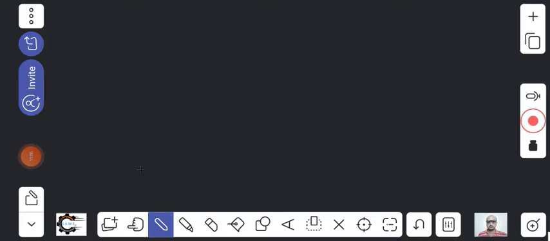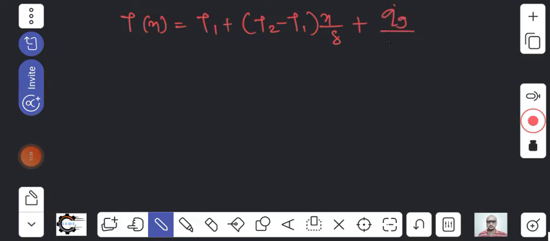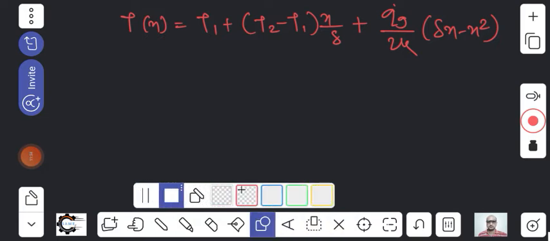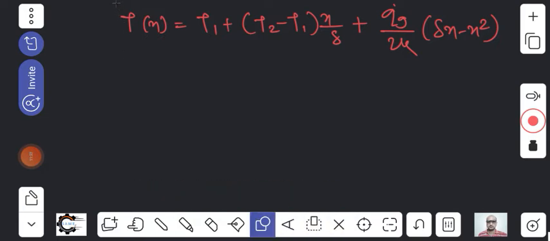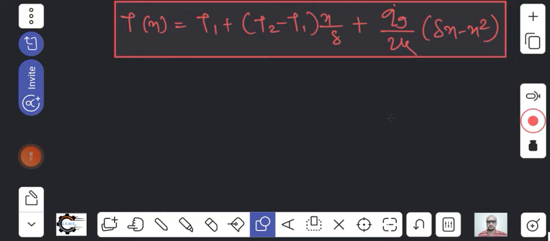Right, you will have to find out with the help of the boundary conditions, and the final equation I'm writing here, that is the temperature with respect to x, we are getting like this: T equals T1 plus (T2 minus T1) x by delta. See, we get this when there is no internal heat generation, right? If there is internal heat generation, we will get an additional term, that is Q dot G by 2K, times (delta x minus x square). I am writing the final equation, so it's your job to find out the boundary conditions. I'm writing it directly here.